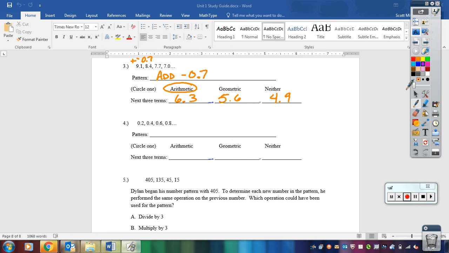Number 4. Question number 4 says, looks like it's getting bigger, not by too much. Looks like it's 0.2, then 0.2, then 0.2. So add 0.2. Another decimal question, which is arithmetic. Next would be 1.0, then 1.2, then 1.4. Not too bad, just doing decimals.